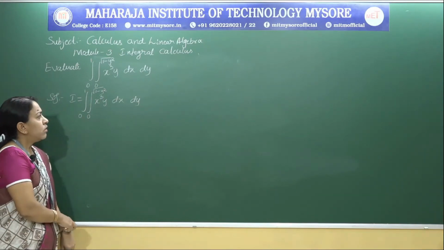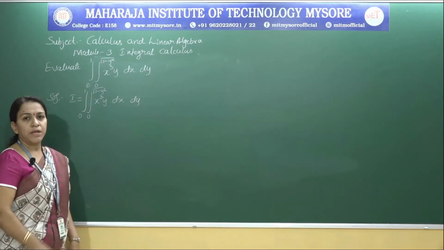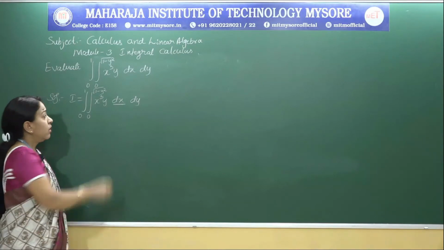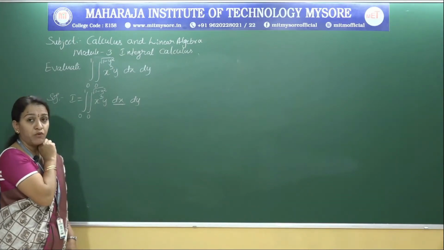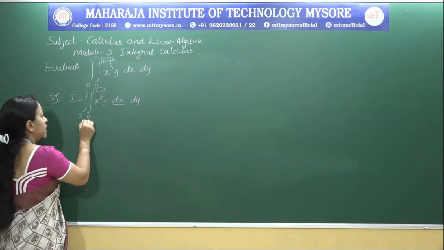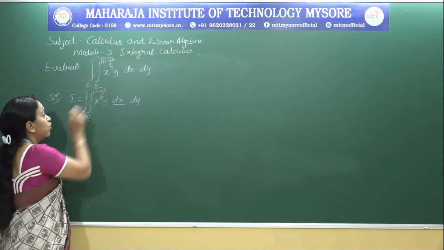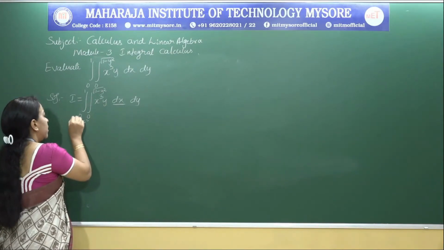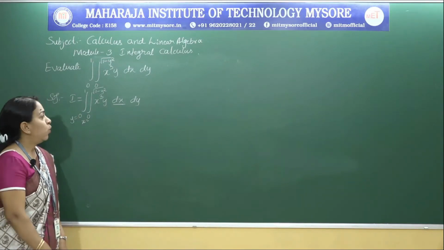Now the outer limit is a constant limit and the inner limit is a variable limit. So we have dx here, and the inner limit is in the y variable. Therefore what should be our limit? The x variable varies from 0 to root of 1 minus y square, whereas the outer limit stands for the y variable, y varies from 0 to 1.